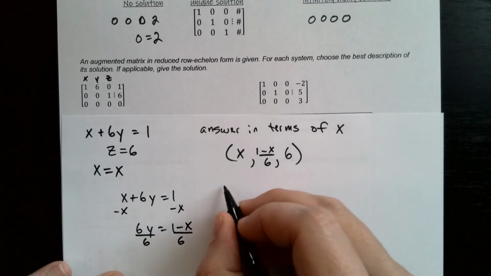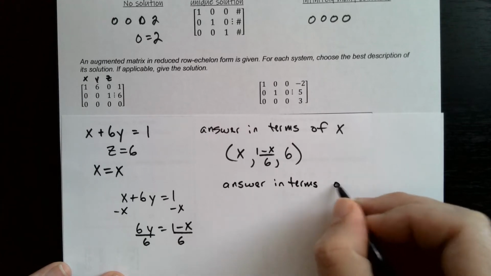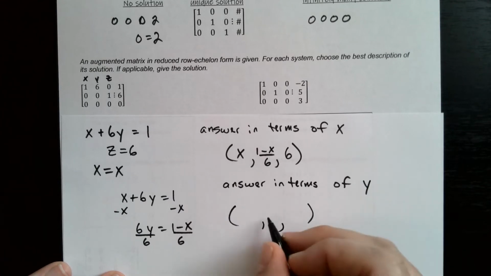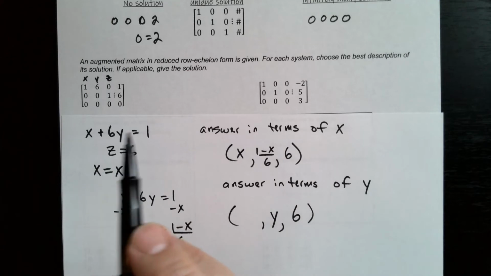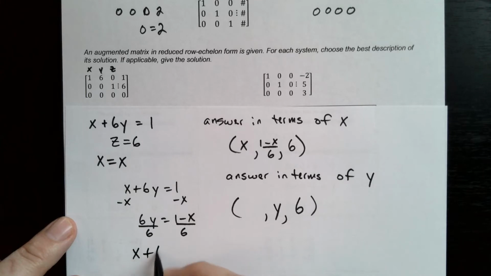We could also put our answer in terms of y. If our answer is in terms of y, then y is just going to be y. z is equal to 6 was also given, so we can write that down still. But this time, since we're putting our answer in terms of y, we need to go over here and solve this for x. If we solve for x, it'll put x in terms of y. So if we have x plus 6y is equal to 1, we subtract the 6y, and we get x is equal to 1 minus 6y.